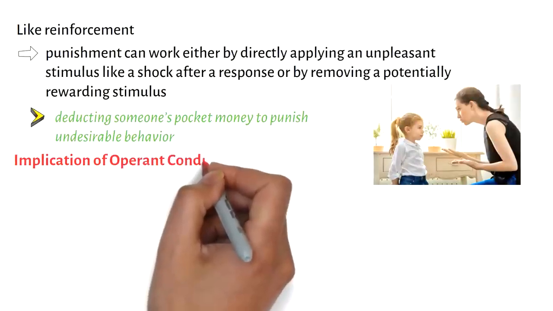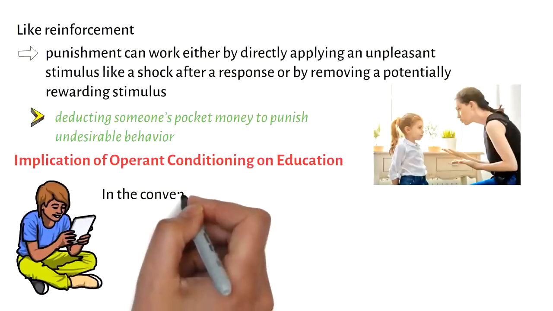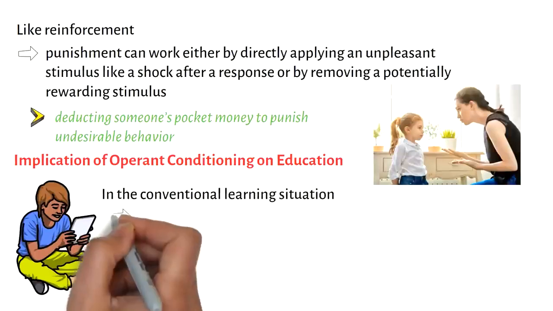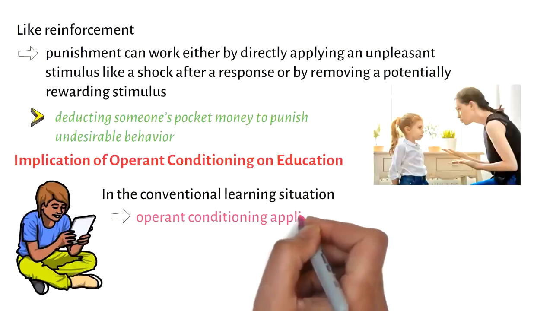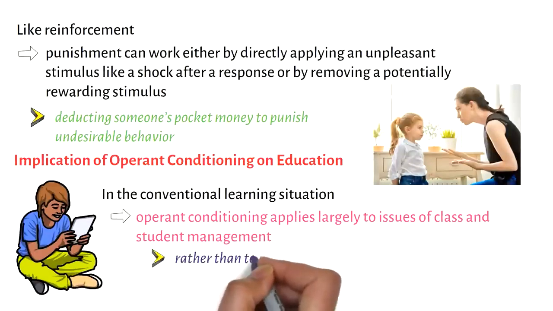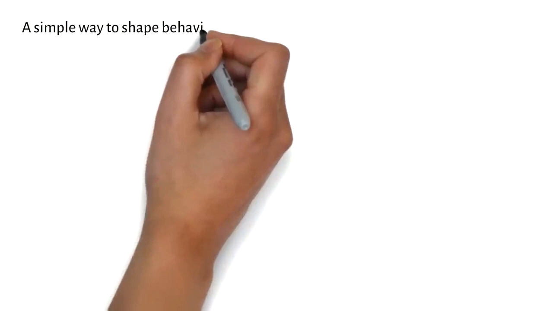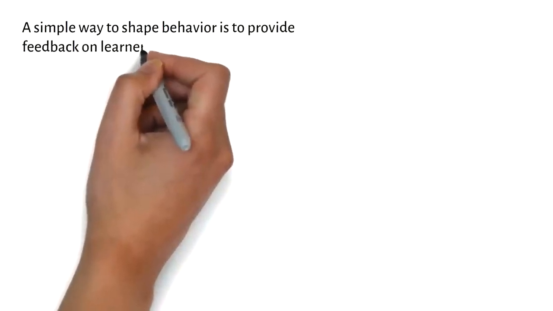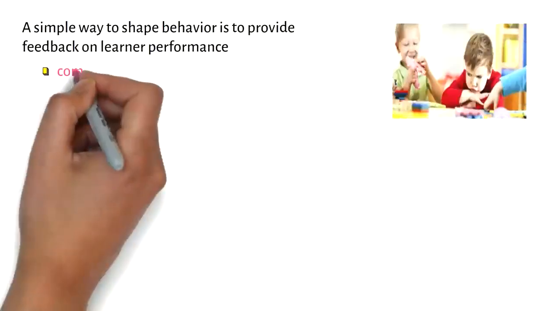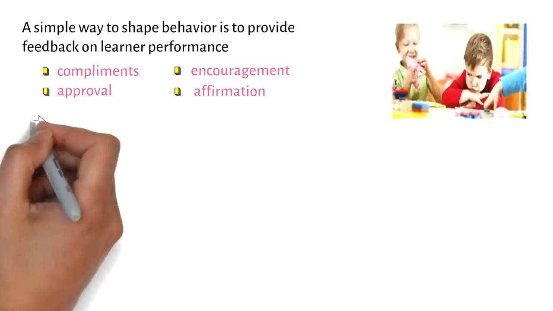Implication of operant conditioning on education. In the conventional learning situation, operant conditioning applies largely to issues of class and student management, rather than to learning content. It is very relevant to shaping skill performance. A simple way to shape behavior is to provide feedback on learner performance, for example, compliments, approval, encouragement, and affirmation.